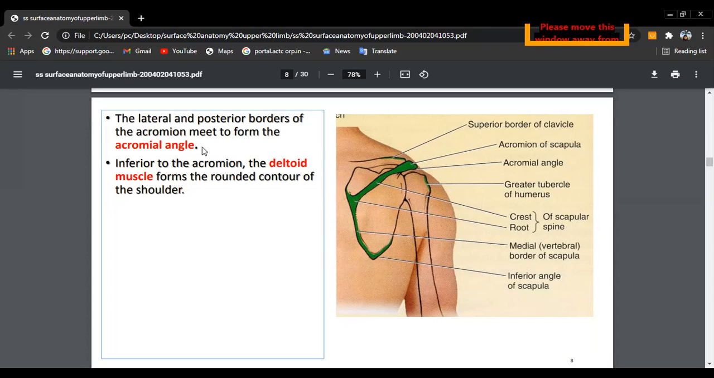Okay, so the lateral and posterior borders of the acromion meet to form this acromial angle. This is the lateral border, this is the posterior border. If you join them, you will be able to palpate this angle, that would be the acromial angle. Inferior to the acromion, the deltoid muscle forms the round contour of the shoulder, right?